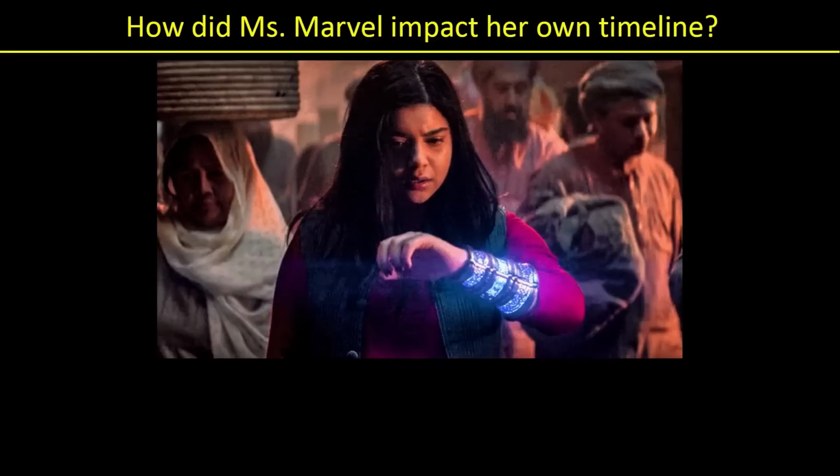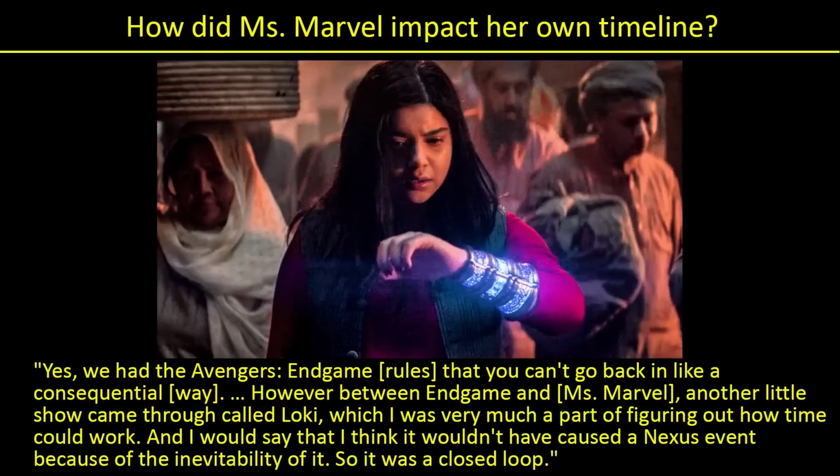So one thing that kind of bugged me is after we get all those really clear rules in Endgame, they turn around and make new ones in Ms. Marvel. Ugh, because she goes back in time and does affect her future. However, I will give credit to the creator because she tried to explain it. She says, yes, we had the Avengers Endgame rules that you can't go back in like a consequential way.